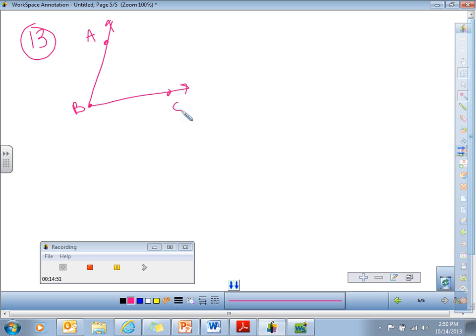Okay, guys, one more problem. Y'all are doing really well. Let's continue for one more problem. BD bisects ABC. Raise your hand. What does bisect mean? It makes these two angles congruent, okay?